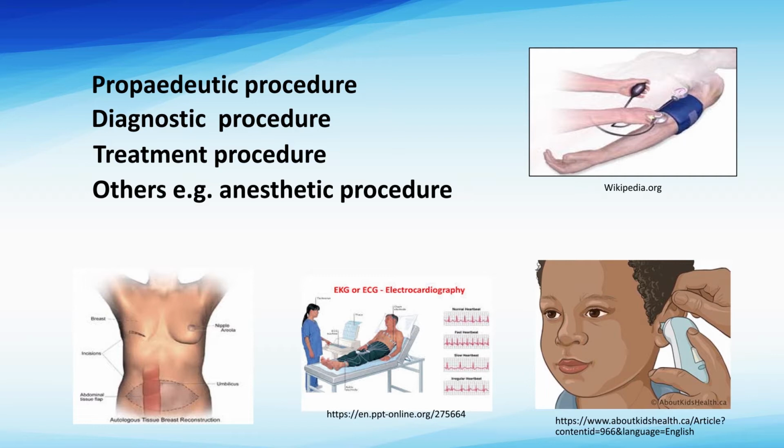Vital sign measurement is a very good example of a propedeutic procedure, like measuring blood pressure and body temperature. These are also medical procedures for assisting the final diagnosis.